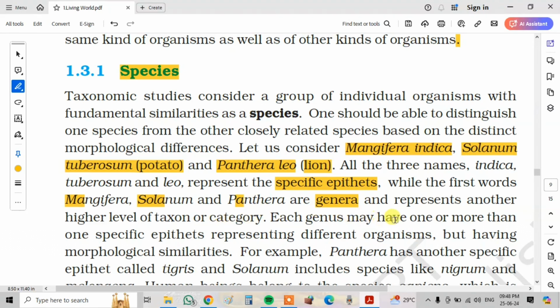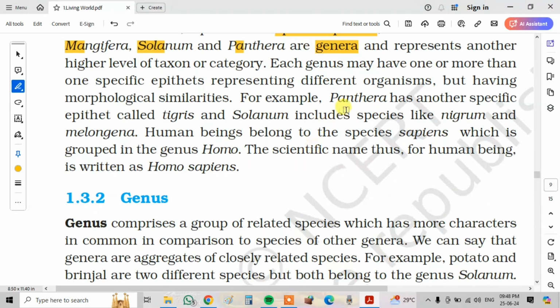Each genus may have one or more specific epithets representing different organisms but having morphological similarities. For example, Panthera has another specific epithet called tigris, and Solanum includes species like nigrum and melongena. Human beings belong to the species known as sapiens, which is grouped in the genus called Homo. The scientific name for human beings is thus written as Homo sapiens.